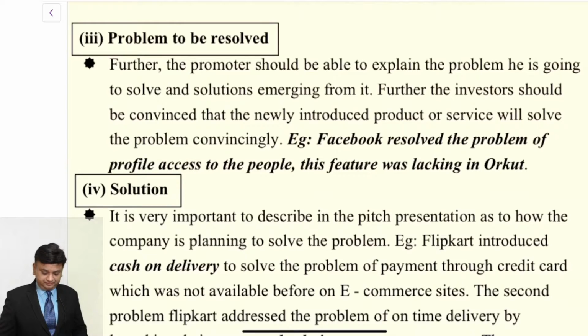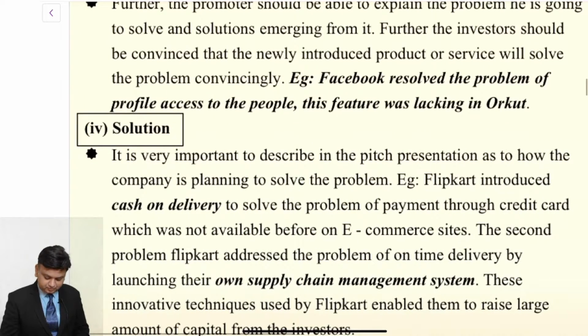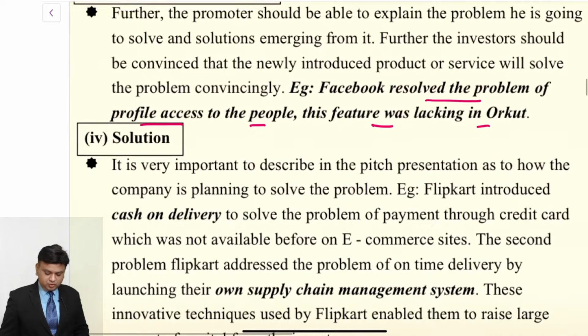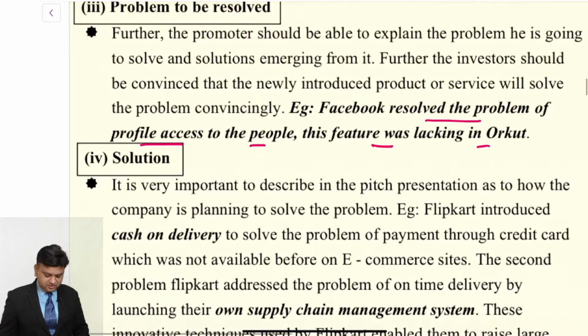Problems to be resolved. The promoter should be able to explain the problem he is going to resolve and the solution emerging from it. Further, the investor should be convinced that the newly introduced product or service will resolve the problem convincingly. Example: Facebook resolved the problem of profile access for people. This feature was lacking in Orkut. Orkut was one of the social media platforms earlier.